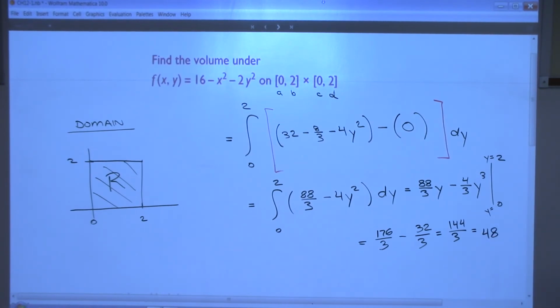Hold on. Yeah, 48. That's the volume. It's a unitless volume because we don't know what any of this is measured in. All right, should we take a look at the picture, just to get an idea? Any questions on it?